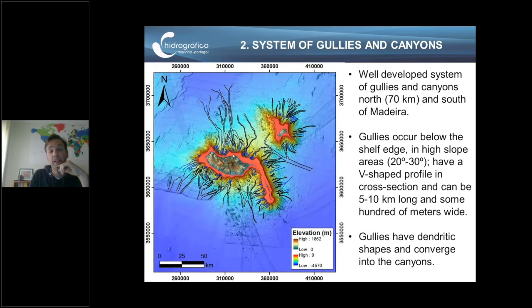Okay, so the gullies, they are these blue ones, as I said. They occur normally below the shelf edge in very high slope areas, so 20 to 30 degrees of slope. They normally have a V-shaped profile in cross section and can be 5 to 10 kilometers long, and they can be some hundreds of meters wide. These gullies are mostly dendritic, and they converge into the canyons, as you can see here in some examples.